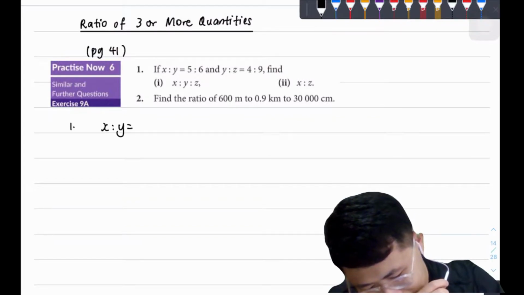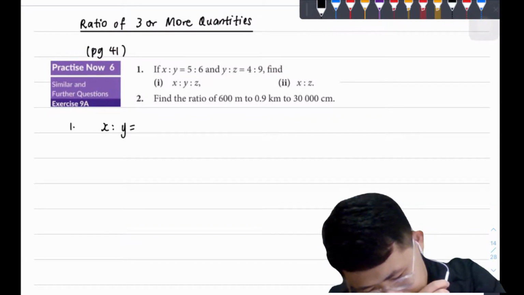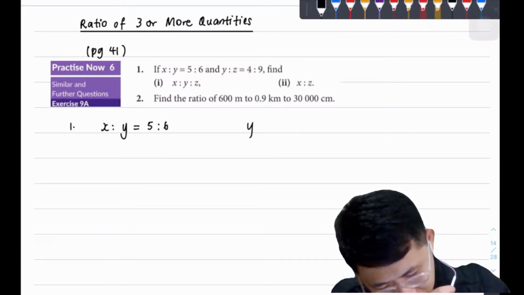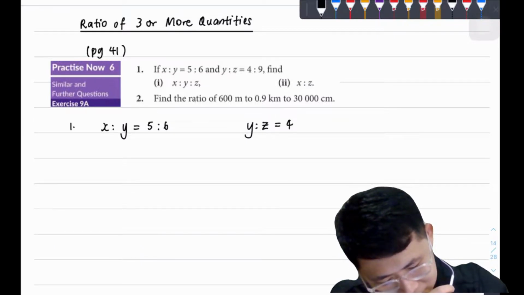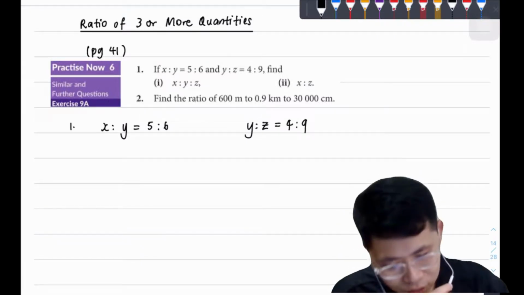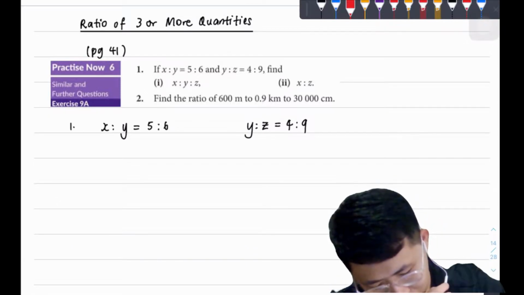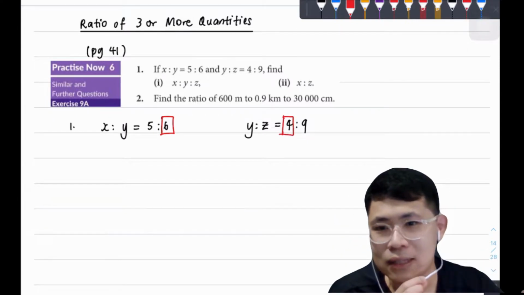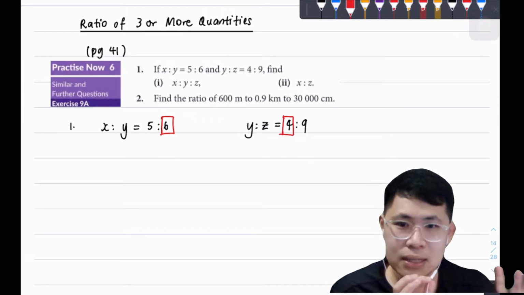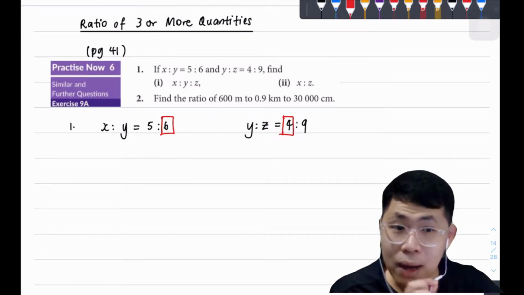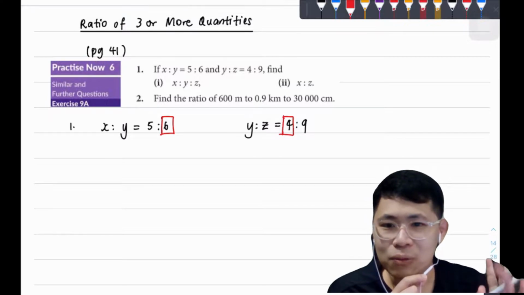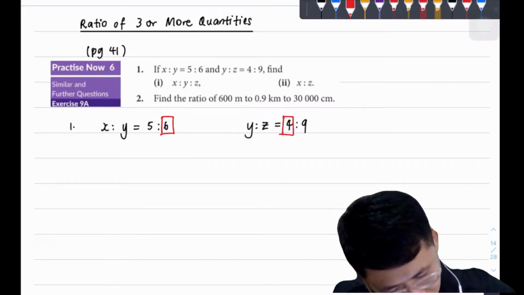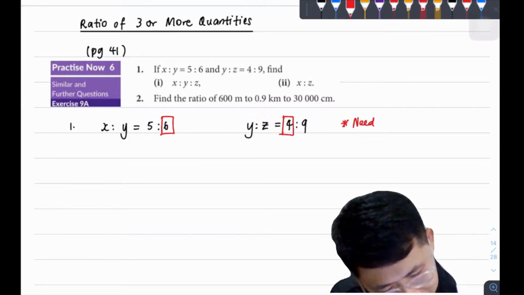We have x to y is 5 to 6, and then we have y to z is 4 to 9. Because we are looking for y, this number over here and this number over here will matter. We want to merge both ratios together, which means we need to make them have the same parts. And for them to have the same parts, we will need to use their LCM.